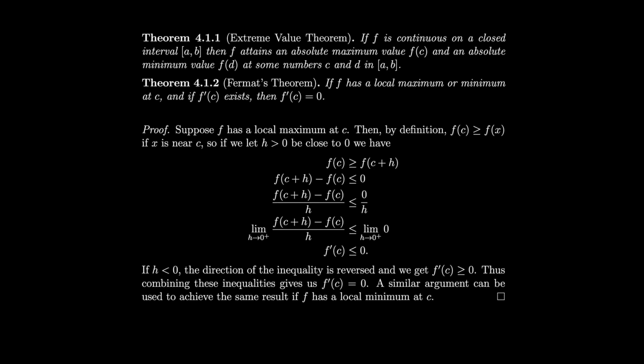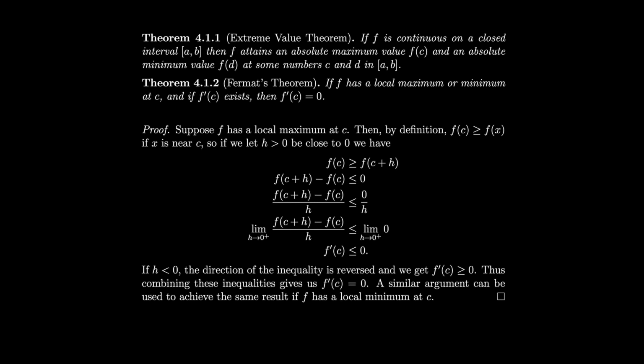So nearby c, we can let h be some positive number that's close by, and that means that f of c plus h is a nearby y value, which means it must be smaller than f of c. Okay, I subtract f of c from both sides. I get that 0 is greater than or equal to f of c plus h minus f of c, and then I just reverse the inequality to put 0 on the right.